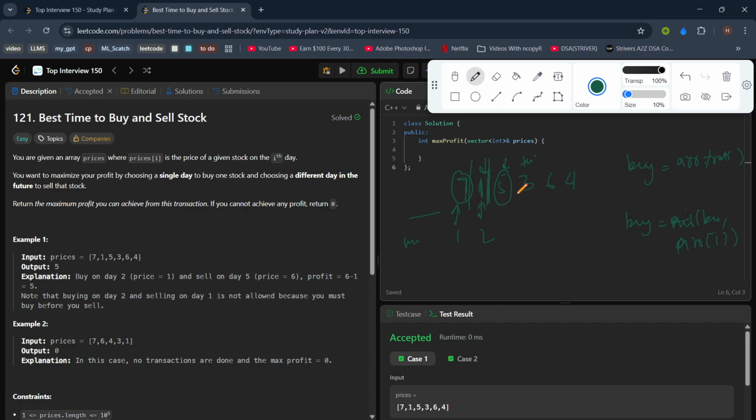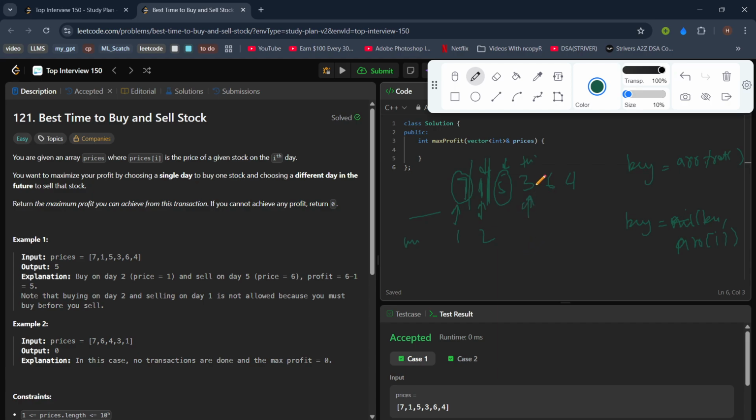So we are trying to use our past to benefit in our future. At every index which we are considering as the day, we will see what the minimum previous value is, so that if we sell the stock on this particular day, our profit would be maximum.